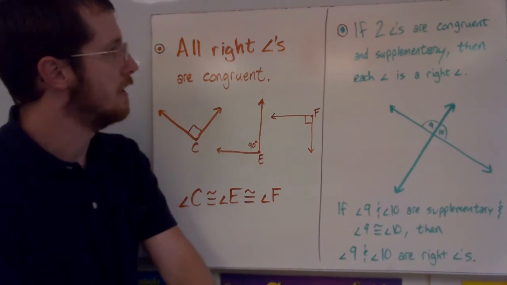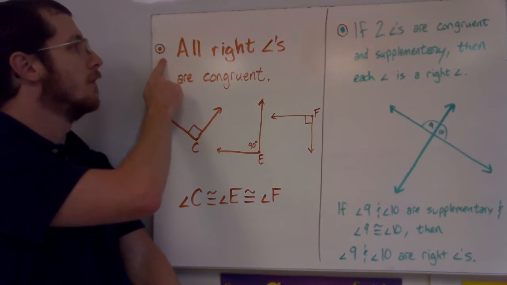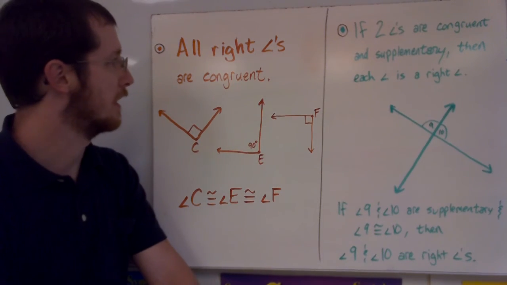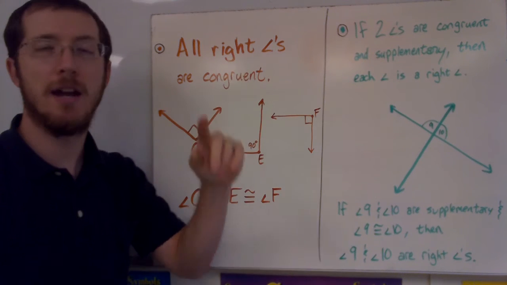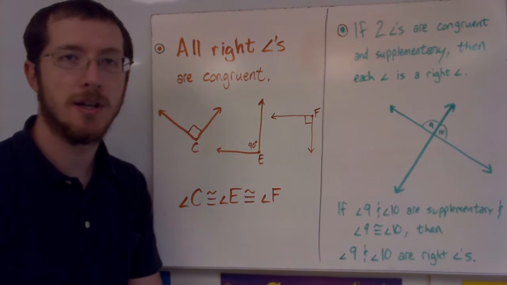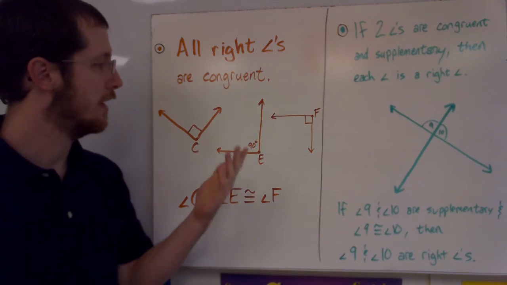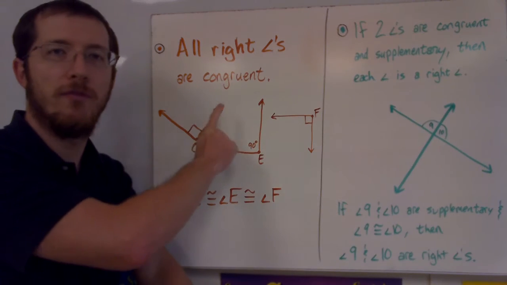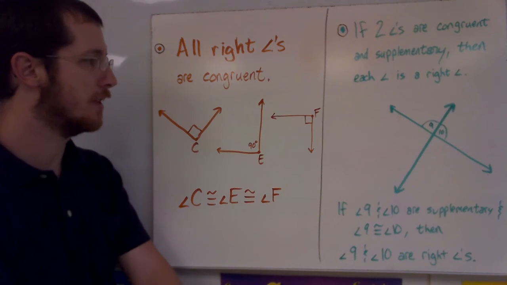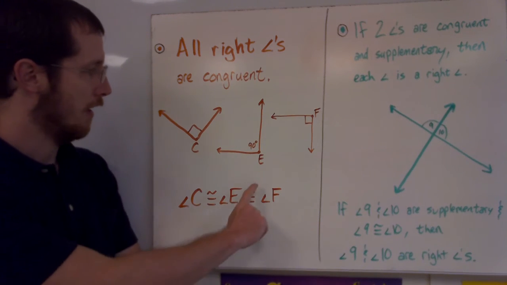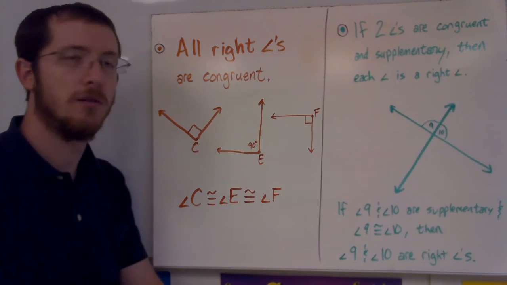Okay, two more theorems, and then we're done with this lesson. All right angles are congruent. Makes sense, right? We know that right angles have a measure of 90 degrees. Any other right angle also has a measure of 90 degrees. Same measures, same shape, means that they're congruent. So any flavor of right angles that we come across, they're all going to be congruent to each other. So angle C, angle E, and angle F are all congruent.